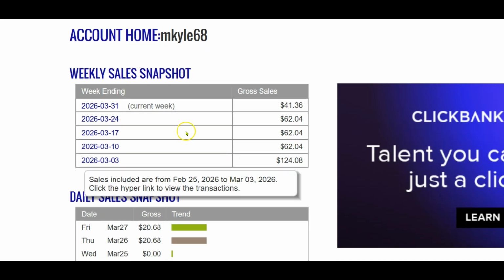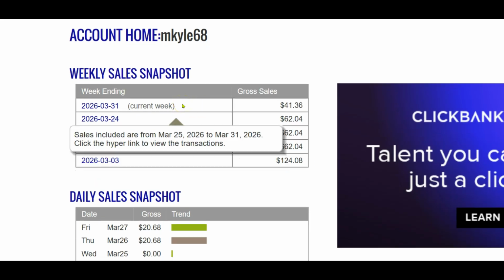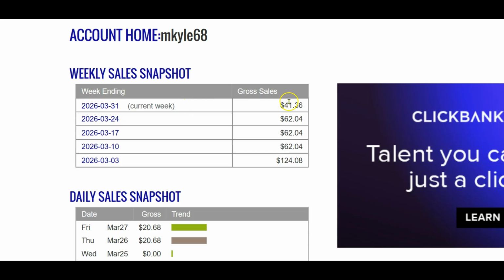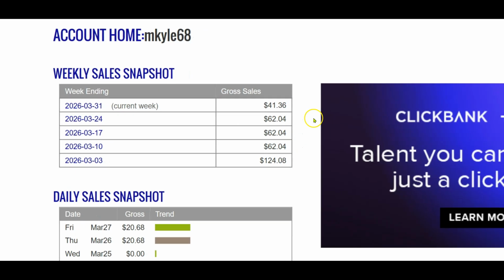So anyway, here is the ClickBank week. The week runs from Wednesday through Tuesday on ClickBank. That's how they run their week. So the current week is March 25th through the 31st, and we are at Wednesday, Thursday, Friday. So we're 3 days into the week here, and we're at 41.36. As you can see, these numbers are actually lower than what I was getting before I doubled up on the leads that I'm sending here. So that's kind of discouraging.